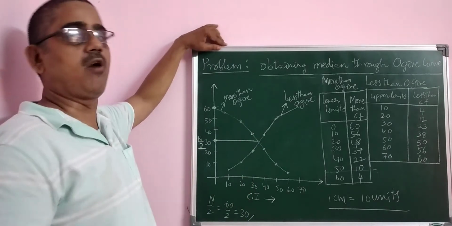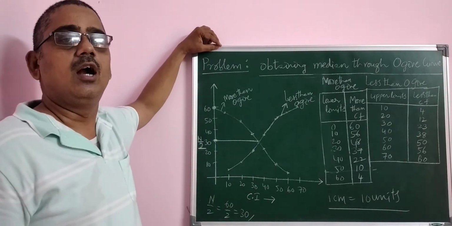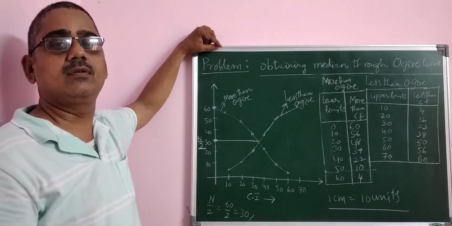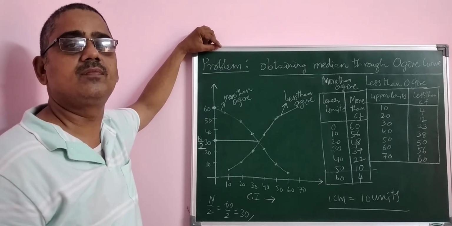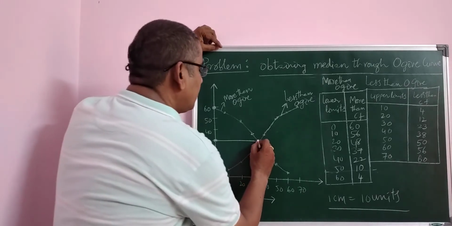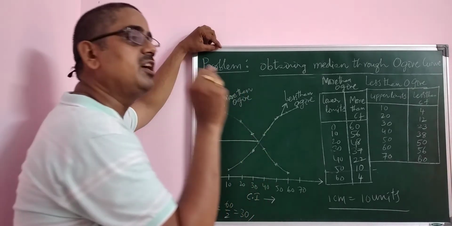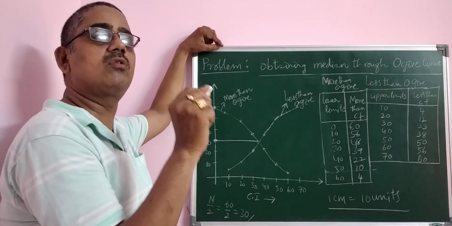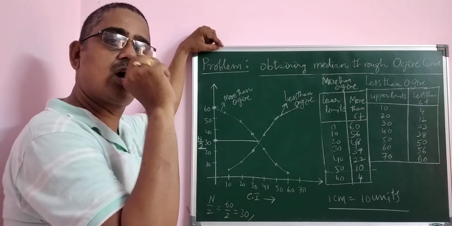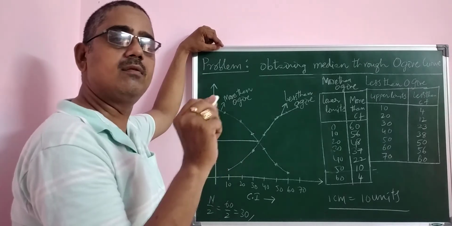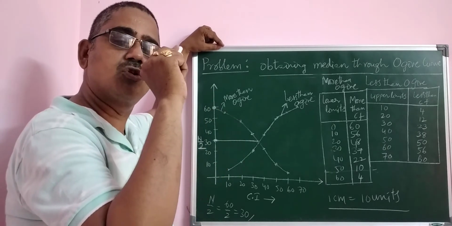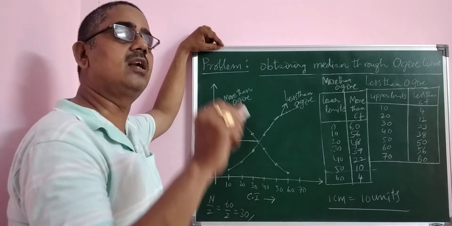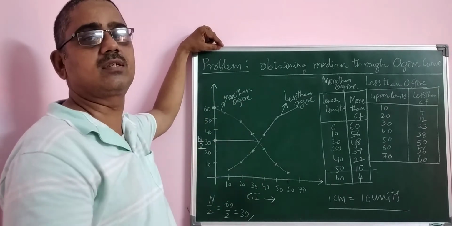From this particular point, draw a perpendicular line to the x-axis, meeting the x-axis. So now, at the point where it meets the ogive curve, you start drawing the straight line, which should meet the x-axis, a perpendicular line to the x-axis.